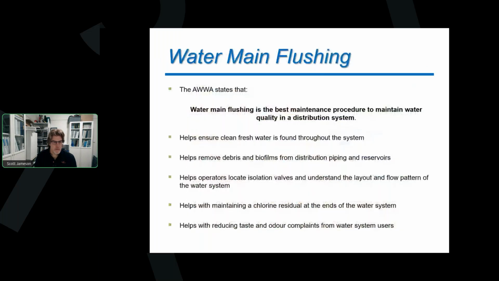So as we mentioned, we'll try to go over the steps on how you can do that process. So why are we going to do this first? Well, once again, this is considered to be the best maintenance procedure that we can do to maintain water quality in a distribution system. So by doing a thorough flush of the system, we help ensure that we've got that clean, fresh water throughout the system. And then we're also trying to do the best job we can at removing any debris or biofilms that may have built up inside of the distribution system piping.